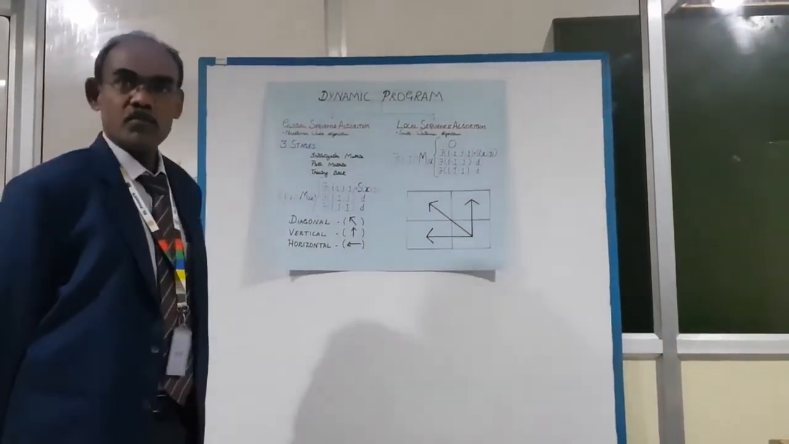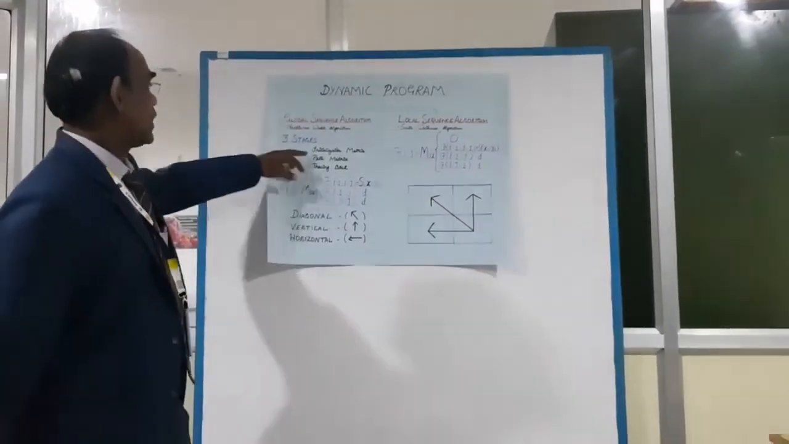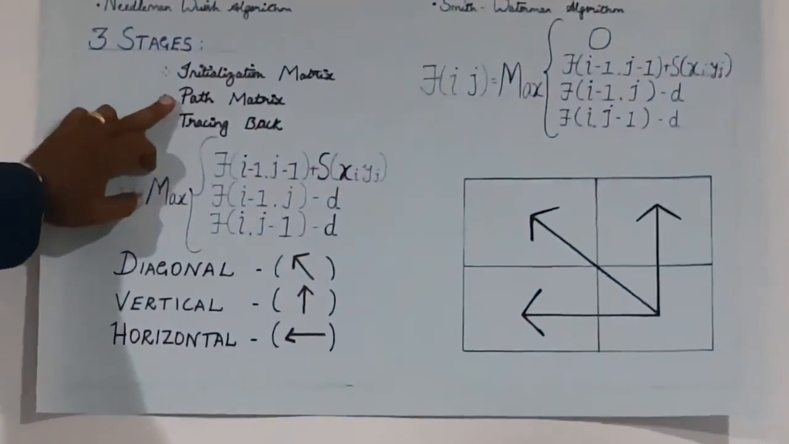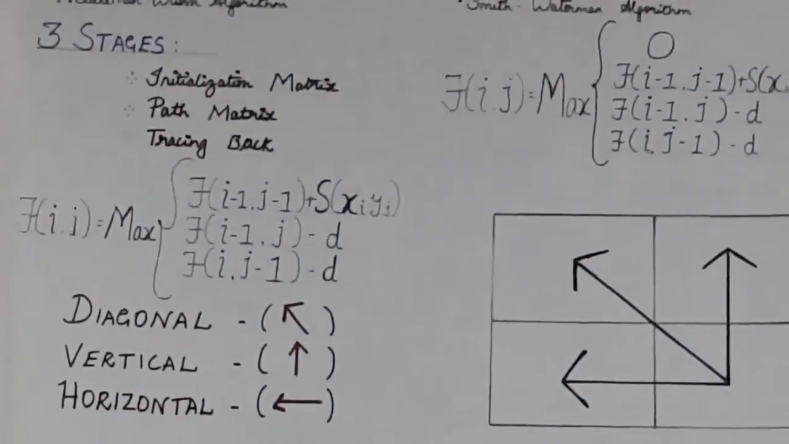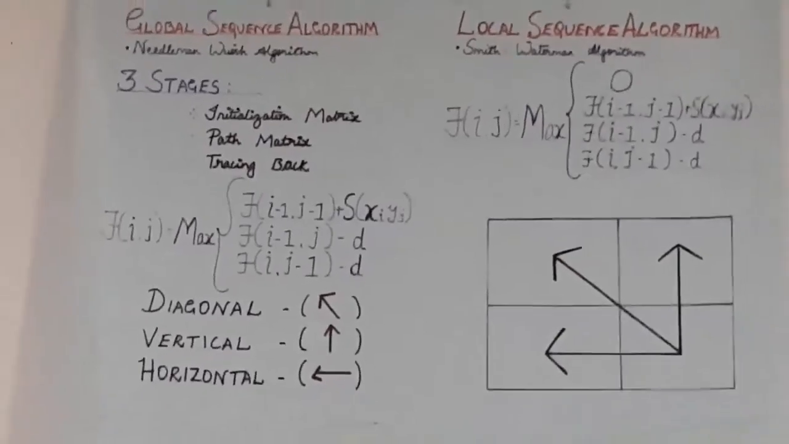The entire program will be done in three different stages. The first one is the initialization matrix construction, the second one is the path matrix construction, and the third one is tracing back. So these are the three different stages through which we are going to align the sequences.